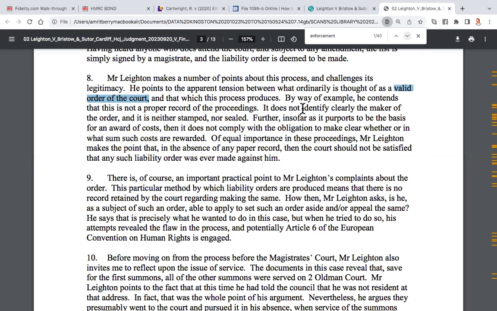It does not identify the maker of the order, not stamped or sealed. And it purports to be the basis for an award of costs, but does not comply with the obligation to make clear whether or in what sum such costs are awarded. In the absence of any paper record, the court should not be satisfied that any such liability order was ever made against him.